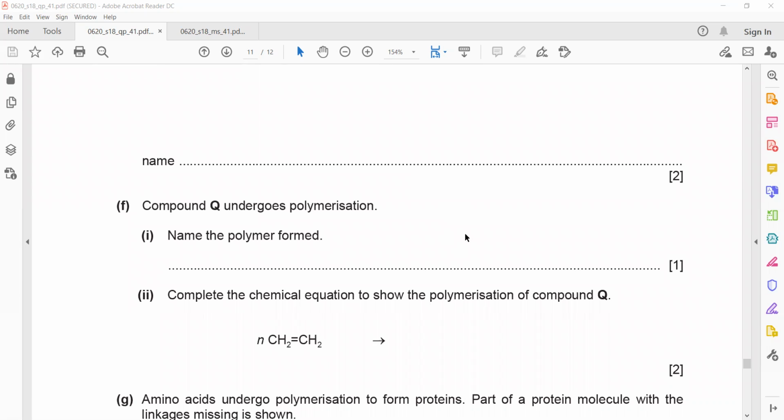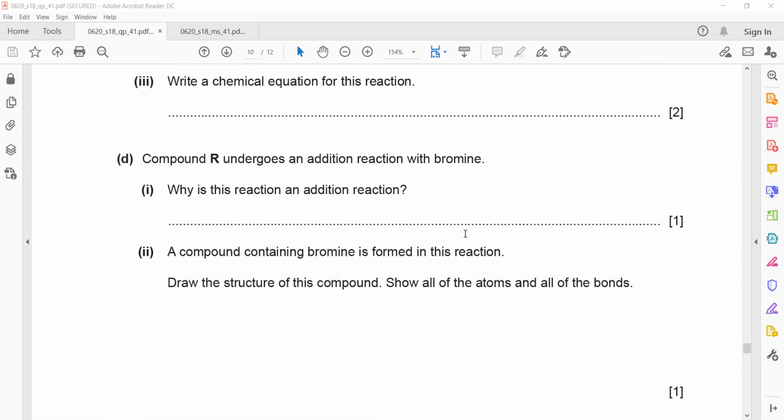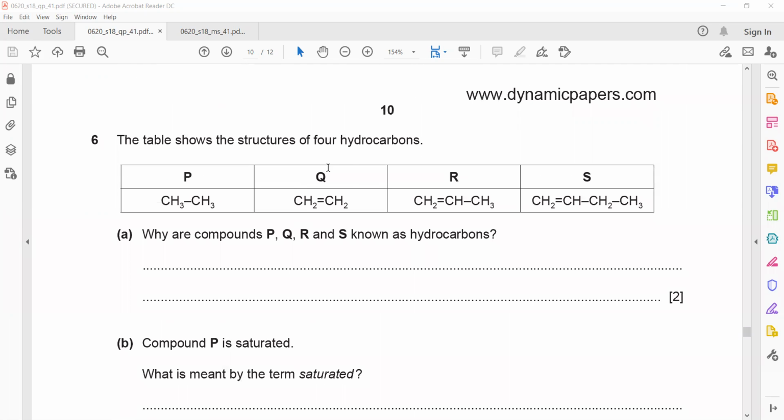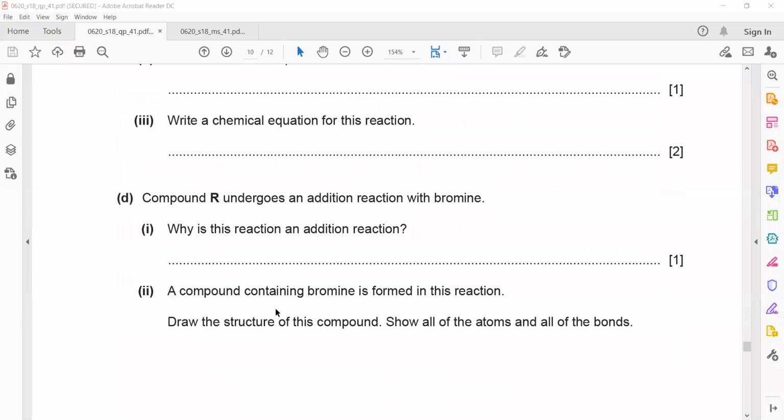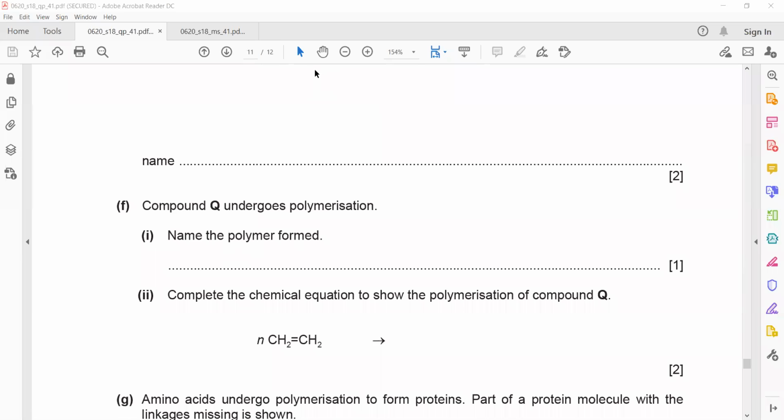Compound Q undergoes polymerization. Name the polymer formed. First, what is Q? What is the name of this compound? It is ethene: eth because of 2 carbons, and ene because they have a double bond. The question they are asking is to name the polymer formed. So what will be the polymer from Q? It will be polyethene.